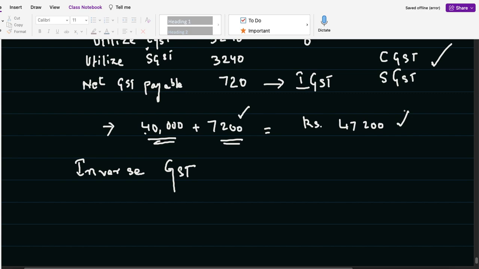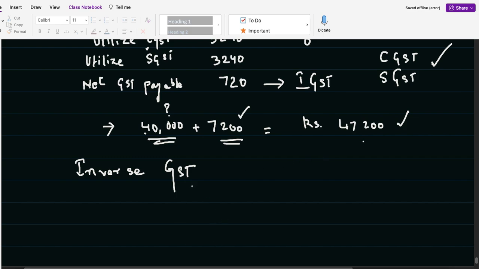Here in inverse GST, what is happening? GST rate will be given and final amount will be given. What we need to find out? We need to find the price, which is missing. This price is missing, GST percentage and this final amount will be there. You have to find the price. So from the final step you have to come back to the first step.